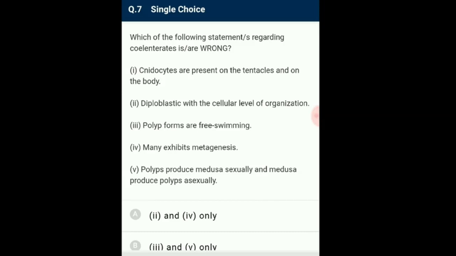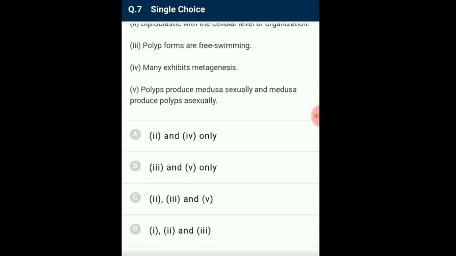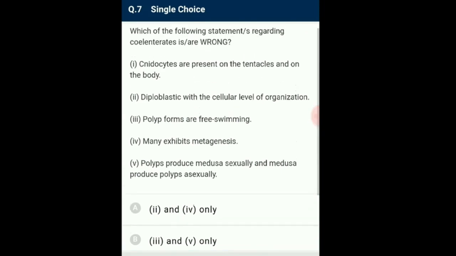Polyp is cylindrical in shape while medusa are umbrella shaped. Polyp is sessile while medusa are free living. Polyp produces medusa asexually while medusa forms polyp sexually. This is alternation of generation. So the answer is option C. From the given 5 statements, the second, third and fifth statements are wrongly given.